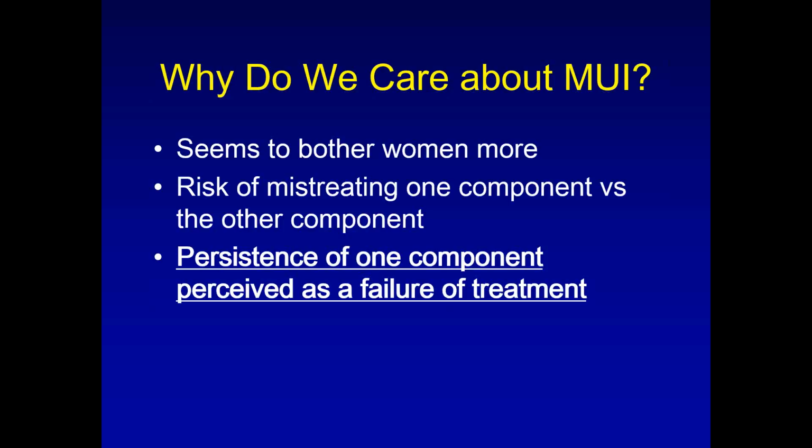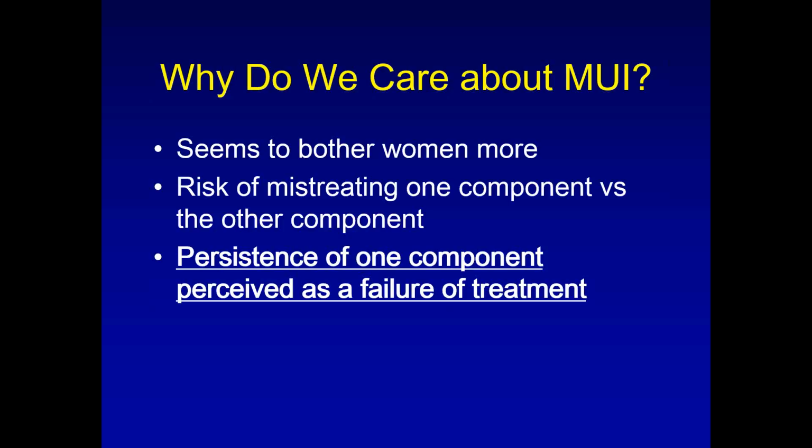The one that's underlined, I think, is actually probably the more important of all of them, and that is the persistence of one component being perceived as a treatment failure. So the example there is the patient with, let's say, predominant stress incontinence, but they have urge incontinence as well, and you determine you want to put a sling in the patient. And then they come back and they say, well, I'm not leaking when I cough or sneeze, but I still leak when I can't get to the bathroom in time, so your sling failed me, you're a bad provider. It's not the case. Your sling did what it was intended to do. It treated the stress incontinence. It wasn't intended to treat the urge incontinence.